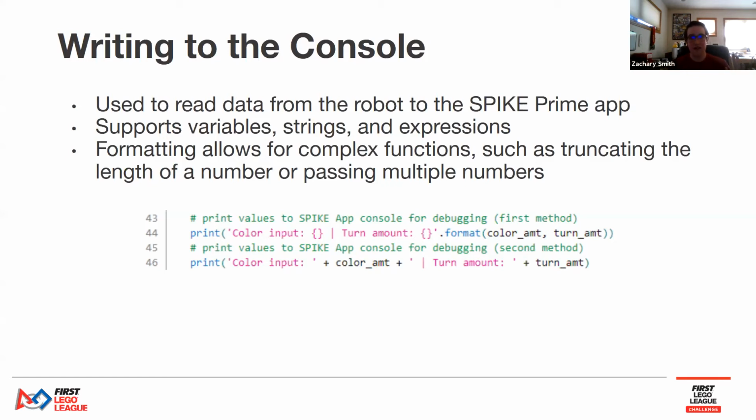So the formatting does allow you for more complex functions when you're printing out those, such as truncating the length of a number or passing multiple numbers simultaneously using the substitution method there. The print statement as well supports putting variables, strings, and expressions into there. So if you just want to print the output of a variable without having to type in the string, you just have to supply the variable name, such as color amount or turn amount in this case. You don't have to worry about doing any weird string concatenation things.